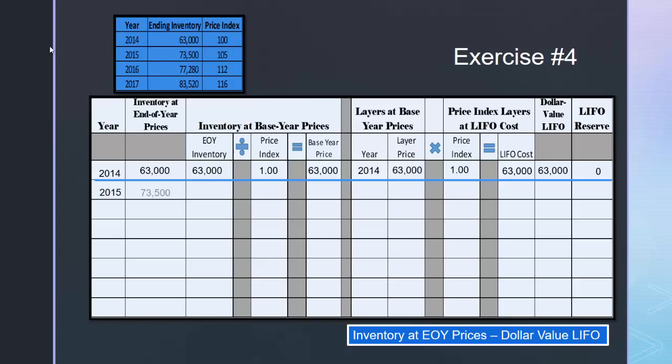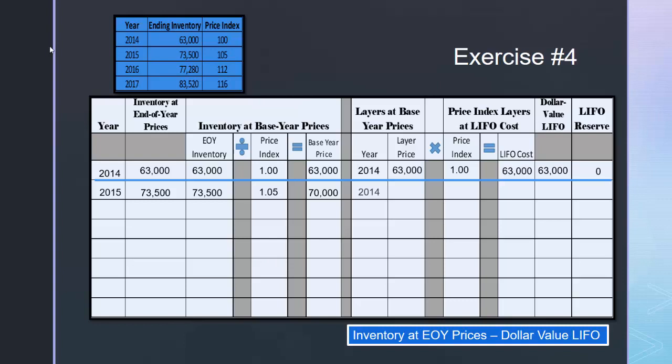So in 2015, we are reporting inventory at end of year of $73,500. So let's bring that over to our EOY inventory column. That our end of year inventory valued at FIFO was $73,500. Now let's divide that by the price index for that year. In 2015, our price index is 105, meaning our goods cost 105% of what they would have cost the year before. So if we divide that out, that $73,500 worth of inventory that we had in 2015 would have cost us $70,000 the year before, which means our base year price is going up. Even if we compare to last year prices, we have more inventory on hand than we did before.